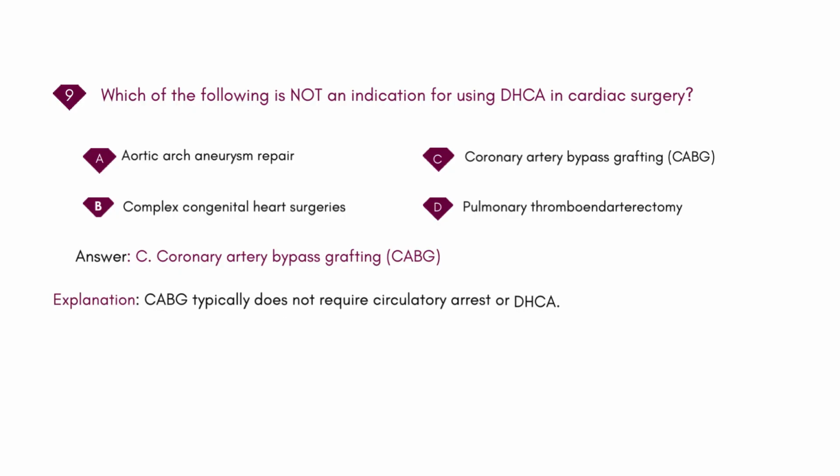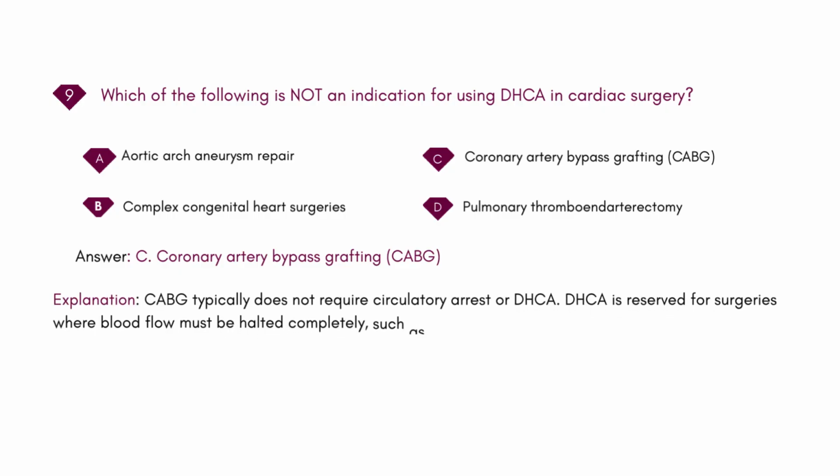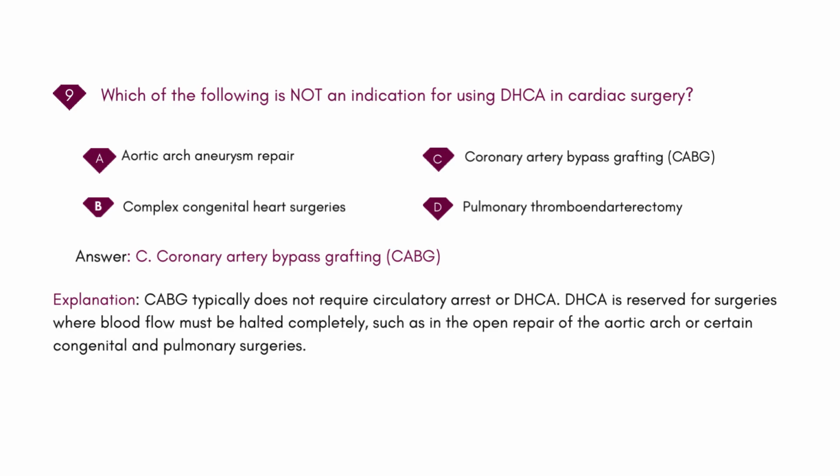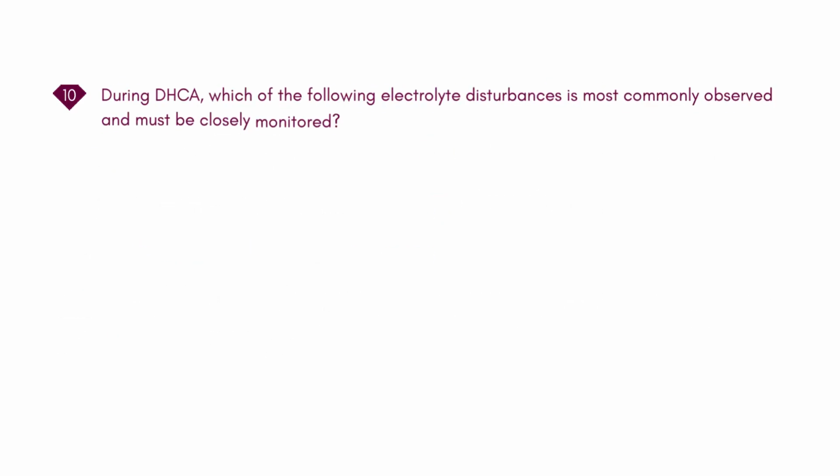Explanation: CABG typically does not require circulatory arrest or DHCA. DHCA is reserved for surgeries where blood flow must be halted completely, such as in the open repair of the aortic arch or certain congenital and pulmonary surgeries. During DHCA, which of the following electrolyte disturbances is most commonly observed and must be closely monitored?